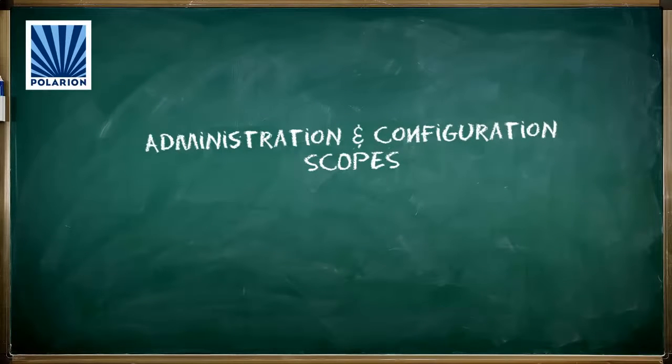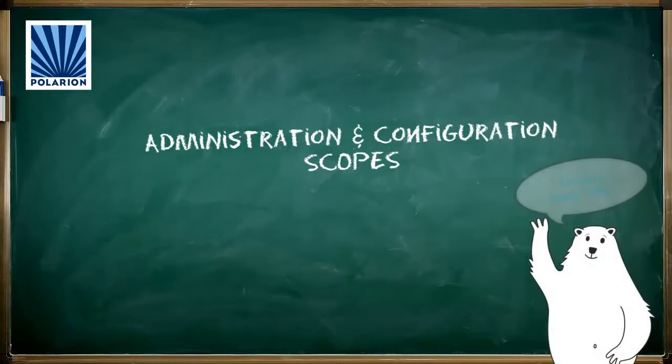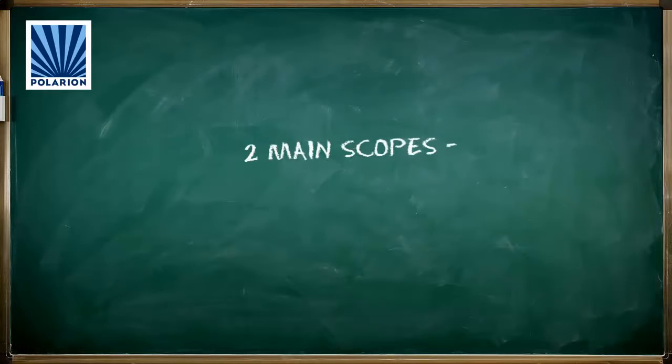A stumbling block for some new Polarion administrators is understanding the different scopes of administration and configuration. It's really not too difficult, and once you see how it works, you'll probably be able to jump right in. The two main scopes for Polarion admin and config activities are repository and project.